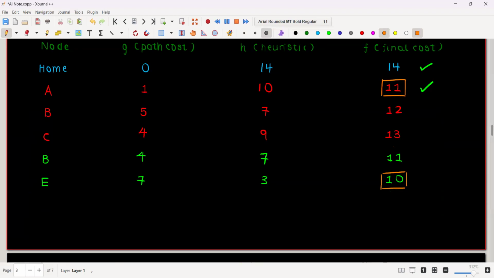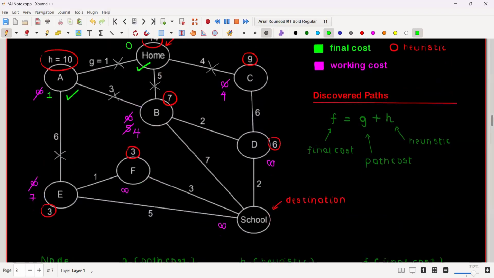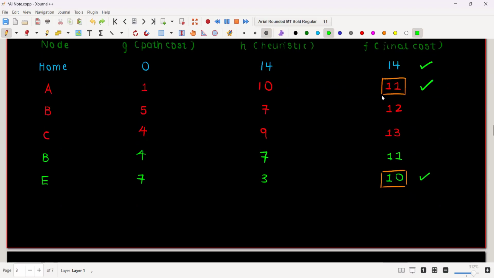I can tick that off to indicate that E has already also been fully discovered, you could say, with a final cost of 7. All right, perfect. Right, now we discover the so-called connections of E. The connections of E are E to F and E to school, right? Let me write that down. We have the connection from E to F and E to school.